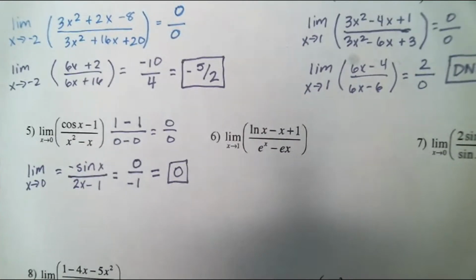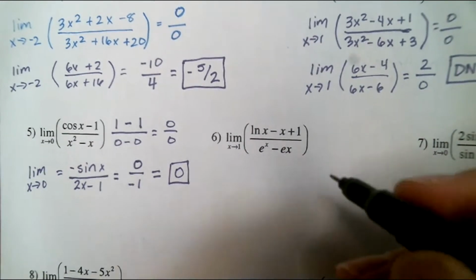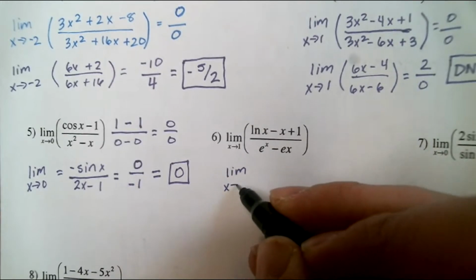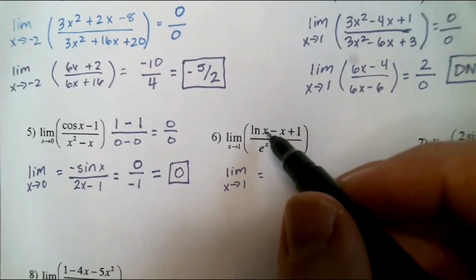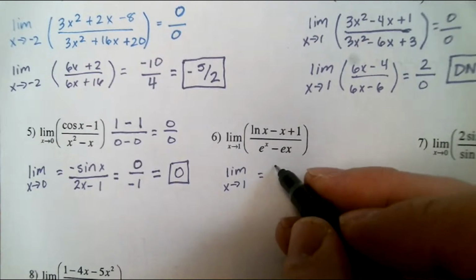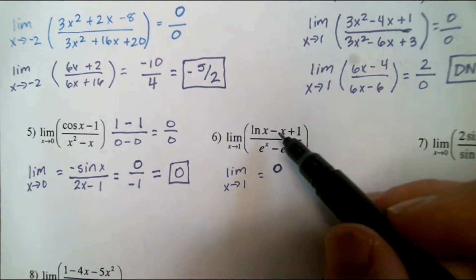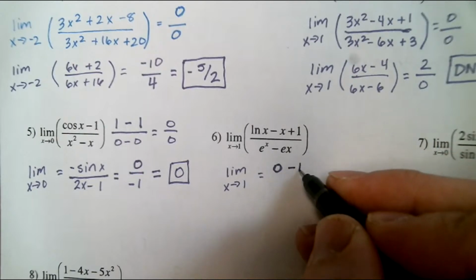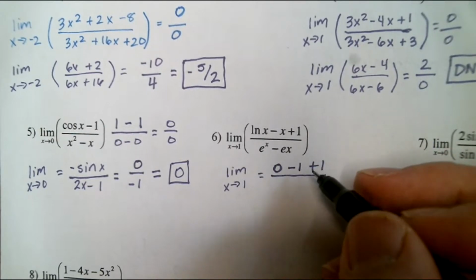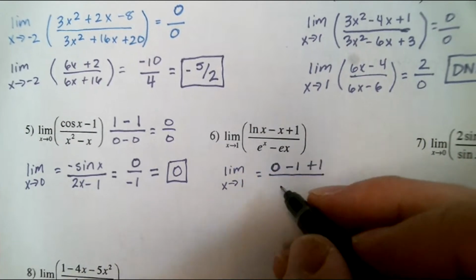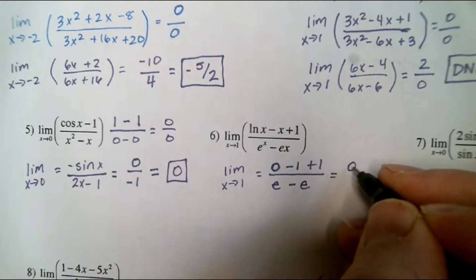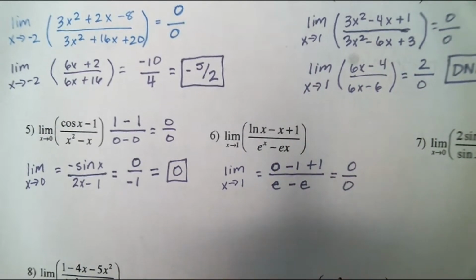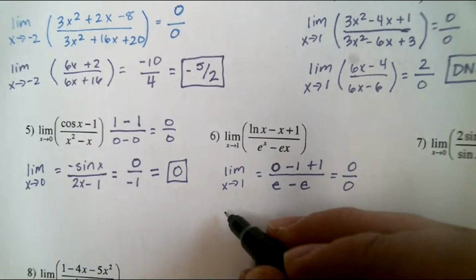All right, looking at number 6. So the limit as x approaches 1 is equal to ln of 1 would be 0, just algebra there, minus 1 plus 1, all over e to the first power is just e, minus e times 1 is just e, and that would take me to 0 over 0. So then with 0 over 0, we take the derivative.